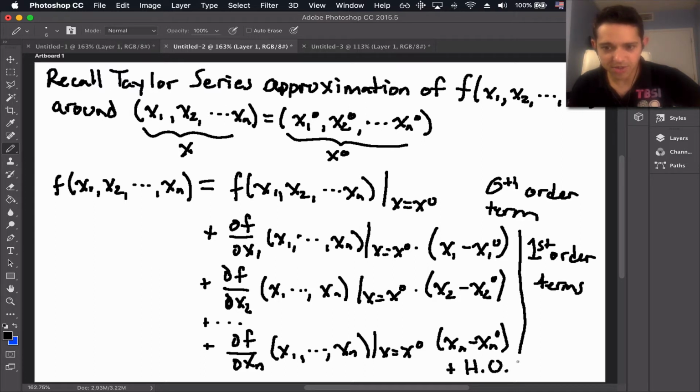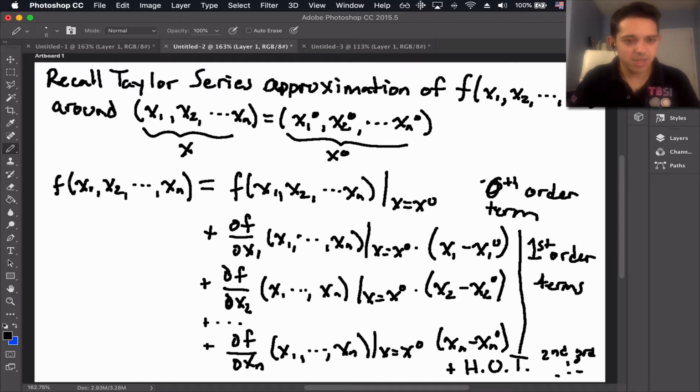I'll just use the acronym HOT, higher order terms here. That'll be second, third, so on and so forth here. And the point is that with the Taylor series approximation, we're approximating this nonlinear function f by a power series in x. So the first term that's shown here is the 0th order term, and you can see that there's no variable x here after we evaluate f. And so because of that, it's the 0th order monomial, the polynomial term in this power series expansion.